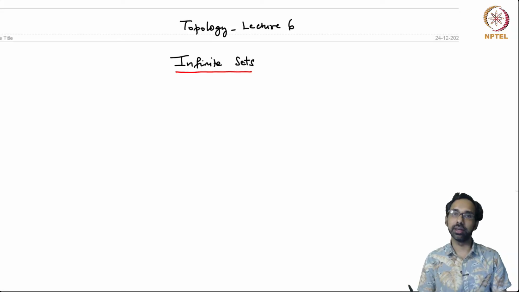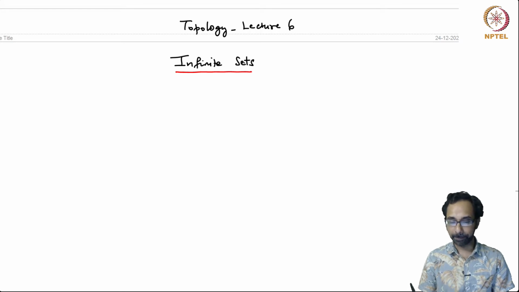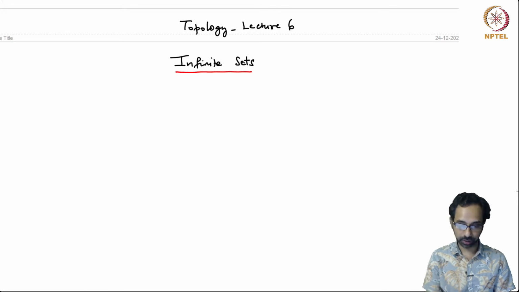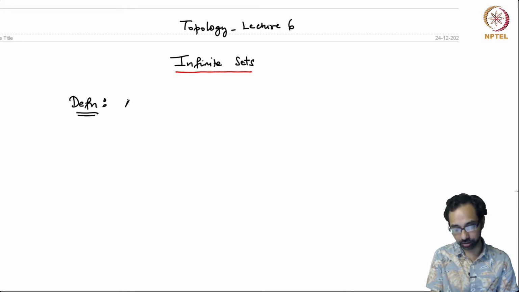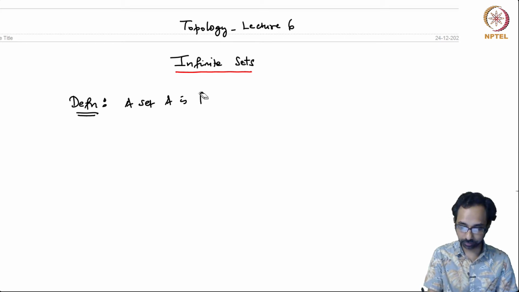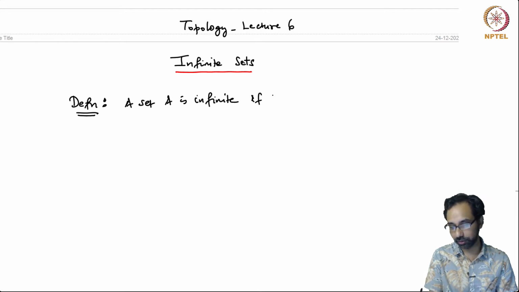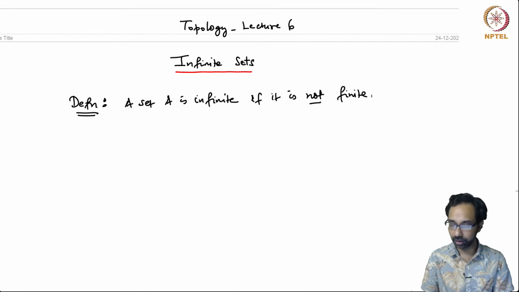So we have seen the definition of finite sets, and we have learned a couple of properties about them. Now it's our turn to learn about infinite sets. So let me begin with the definition for infinite sets. And the definition is simply saying that a set A is infinite if it is not finite. Simple enough. So all sets which are not finite are infinite.